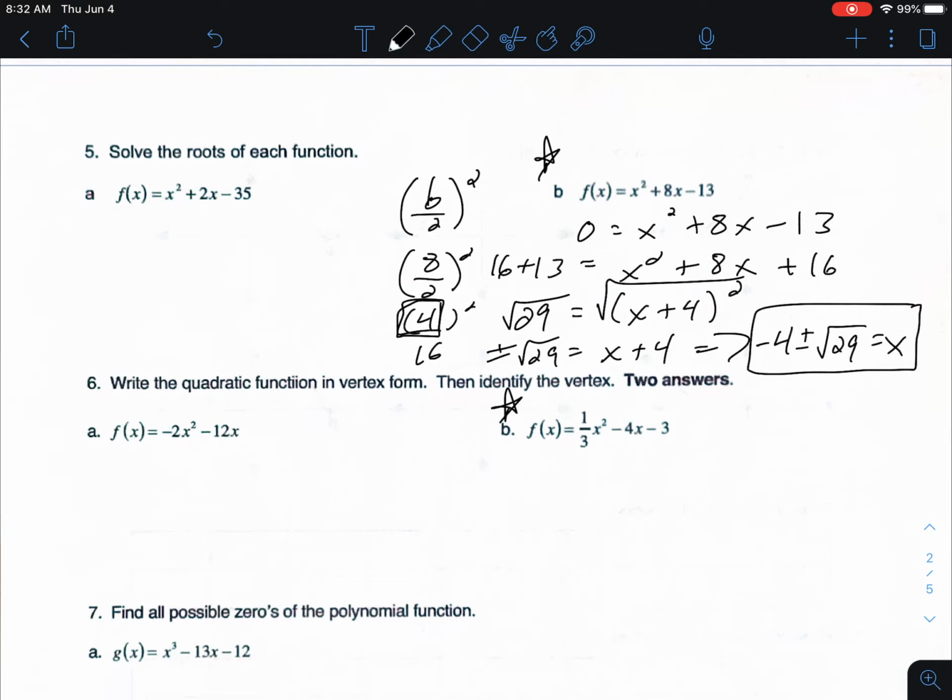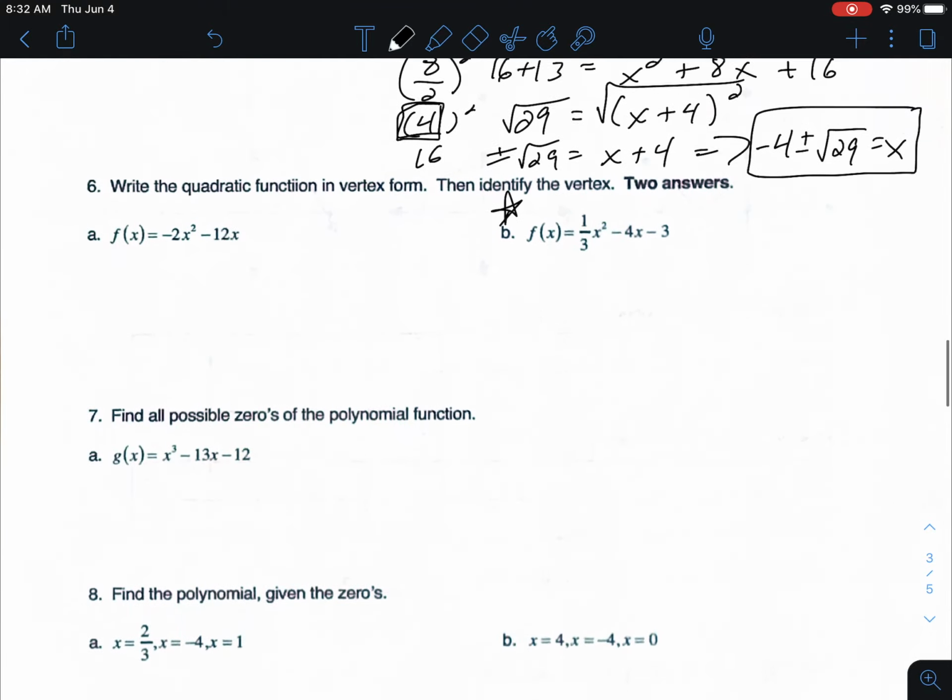So that one kind of forces you into completing the square. If you wanted to do it with the quadratic formula, that would also work, and I'm okay with you guys solving it either way. So x equals -b plus or minus the square root of b squared minus 4ac, over 2a. That would also work. Okay, 6b was the next one.